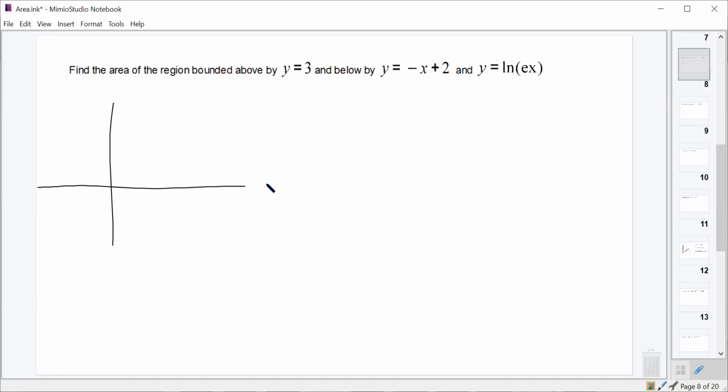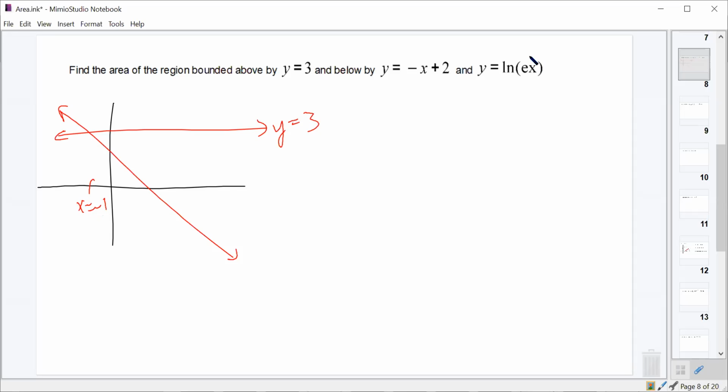So there's our axis. Here's our y equals 3 function. And then we've got y equals negative x plus 2. Should look about like that. And where do those intersect? Where does y equals 3 intersect with y equals negative x plus 2? Should be at x equals negative 1. Okay. And then natural log of ex.